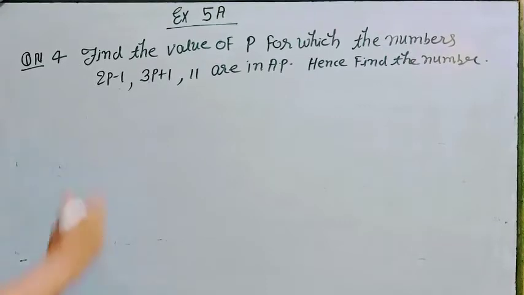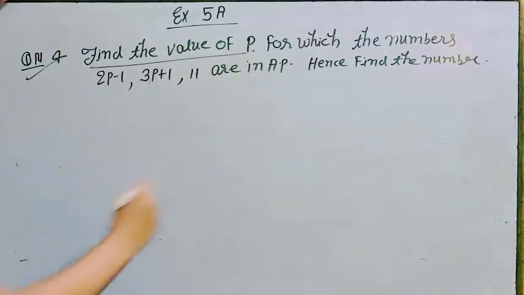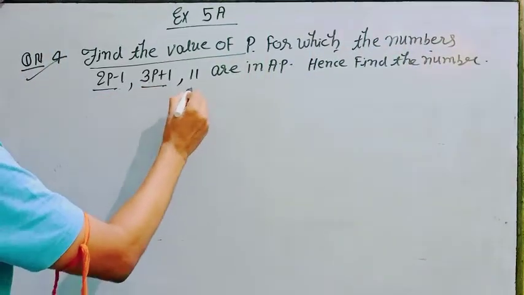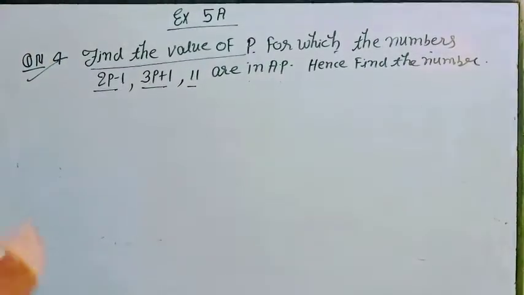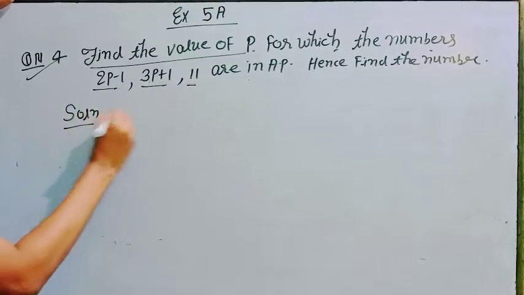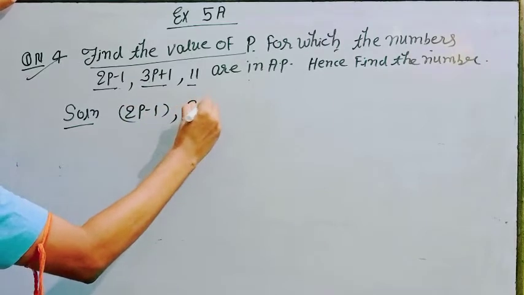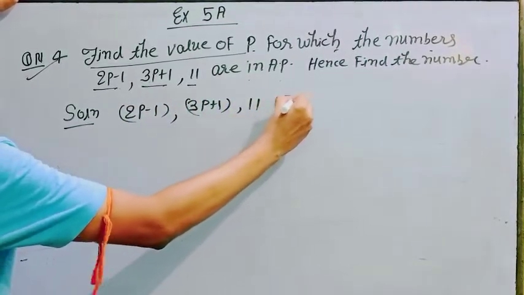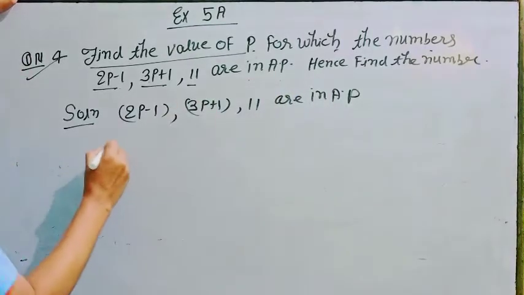Now see question number 4, that is, find the value of p for which the numbers 2p minus 1, 3p plus 1 and 11 are in AP, hence find the numbers. Dear student, here it is given that 2p minus 1, next 3p plus 1 and 11 are in AP, then it is clear.